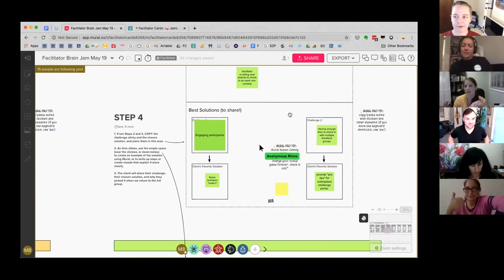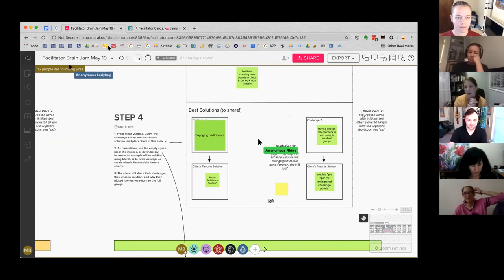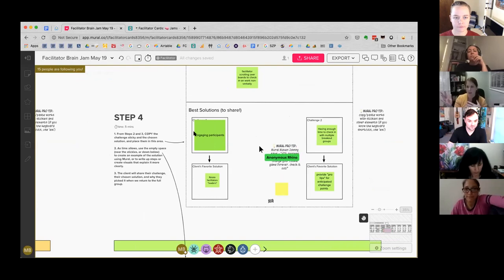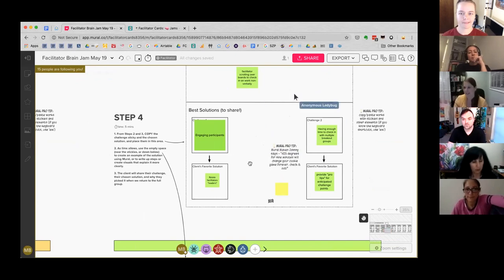So our challenge was around having enough time to check in with multiple breakout groups. We split everyone into breakout groups, and as the facilitator, we want to make sure that they're on track and answer questions and see how they're doing. But doing that with 10 groups, if each group takes 4 minutes, that's 40 minutes you've eaten up, and there's just no way to do that.